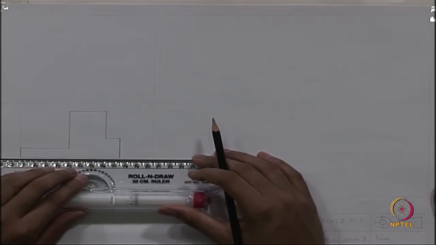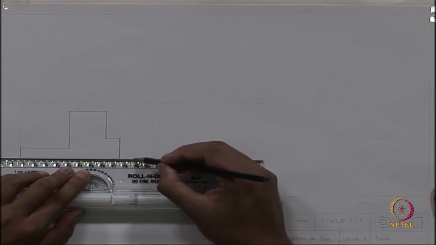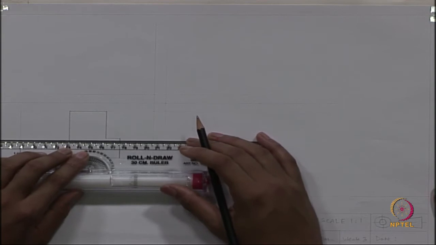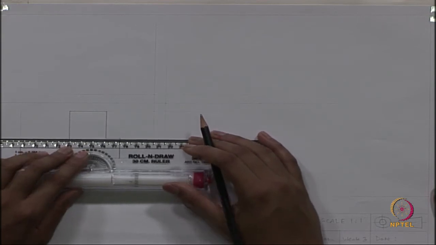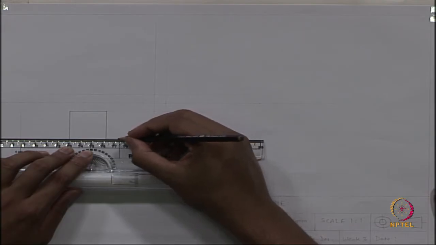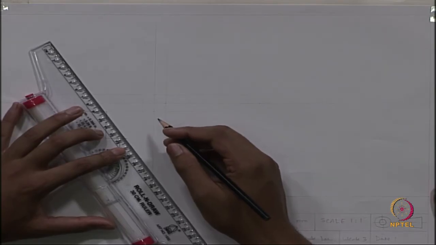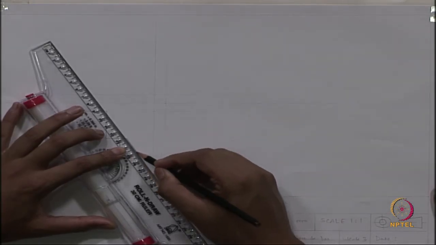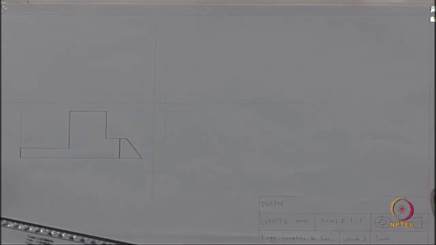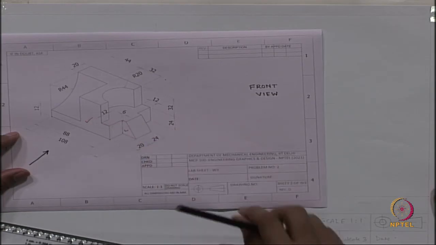Again I will remind you, for drawing I will use a 2H pencil. 20, and here 6. Then if I join this, I will get that inclined surface that you have seen in the drawing. Two features we have drawn, this and this are done.